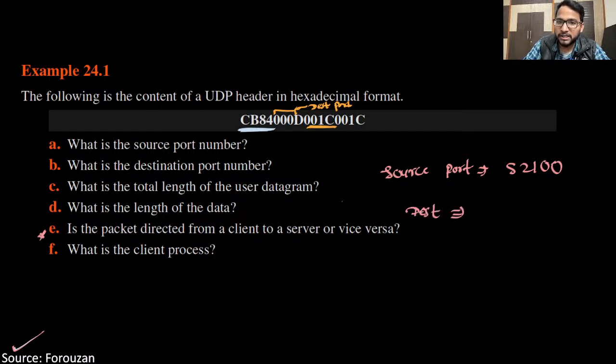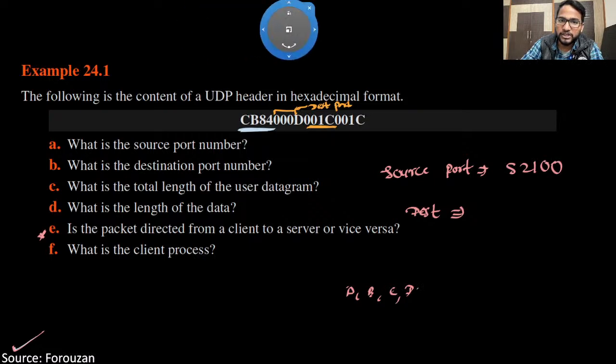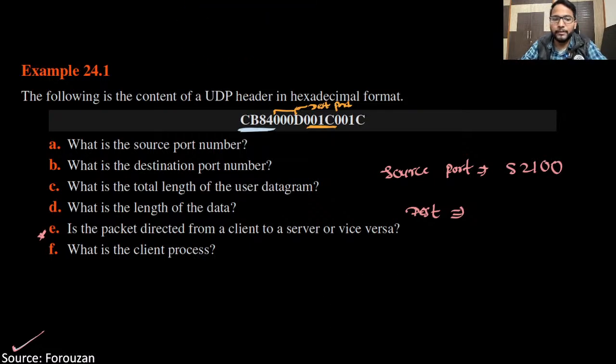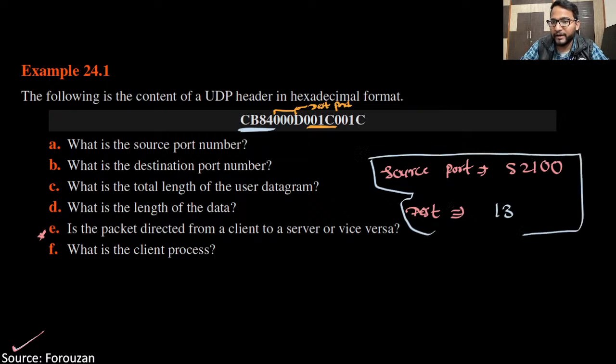D means A, B, C, D, so this is 10, 11, 12, 13, which means the destination port number is 13. So now tell me, if the source port number is 52100 and the destination port number is 13, can you tell me whether it is going from client to server or server to client?